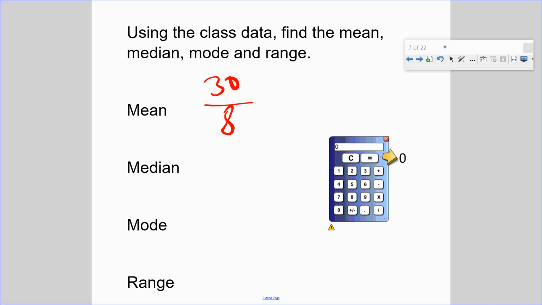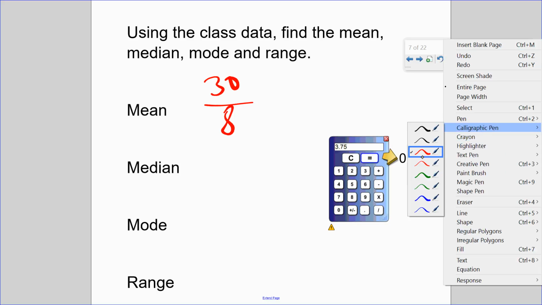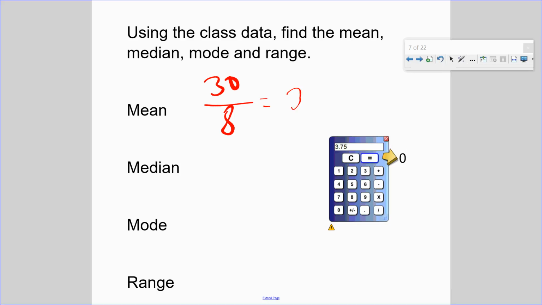So I'm going to use a calculator for this. 30 divided by 8 equals... So it's about 3 and 75 hundredths is the mean or average. I mean, the average family has about 3 and 75 hundredths cars. If you round it, about 4 cars.